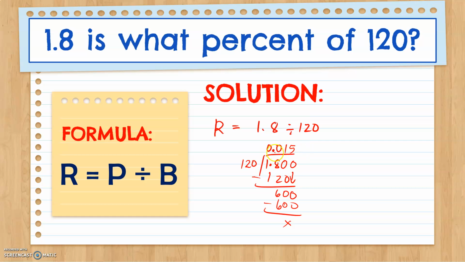Okay, now for us to change this into a percent, we'll have to move the decimal point twice to the right. Again, remember, it's only twice to the right. So we'll have 1, 2. Okay, therefore, the decimal point will be between 1 and 5. So our answer will be 1.5%. Again, the movement of the decimal point in the quotient should always be 2 times to the right only, regardless if there are more than 2 digits to the right of the decimal point. So for our final answer, we'll have 1.5%.